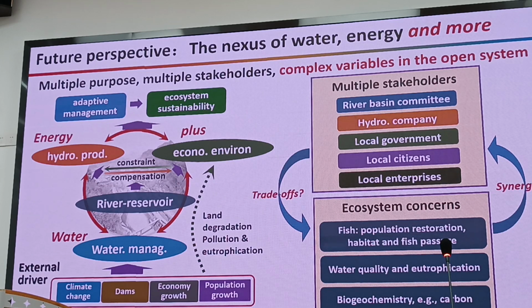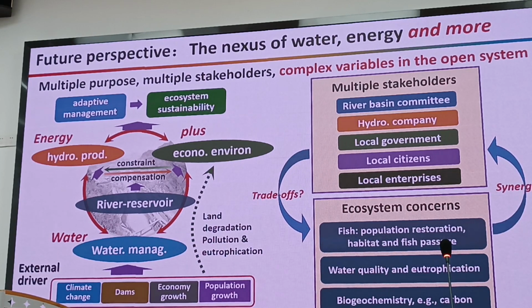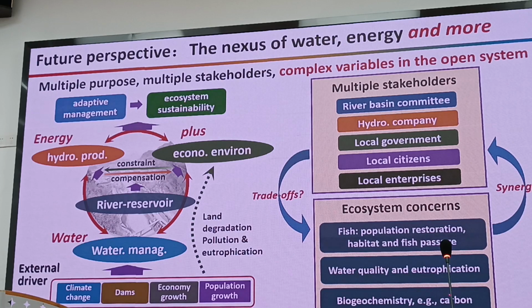And we also have other stakeholders like local enterprises. In the Little Three Gorges and some other mountainous areas, there is a very large phosphorus industry. The phosphorus industry may release a lot of phosphorus into the tributaries and potentially create eutrophication problems. And in ecosystem concerns, for fish population restoration, the whole mainstream of the Yangtze and its tributaries have experienced 10 years of fishing ban, not only fish farming but also fish collection. And also there are water quality eutrophication and carbon emission.